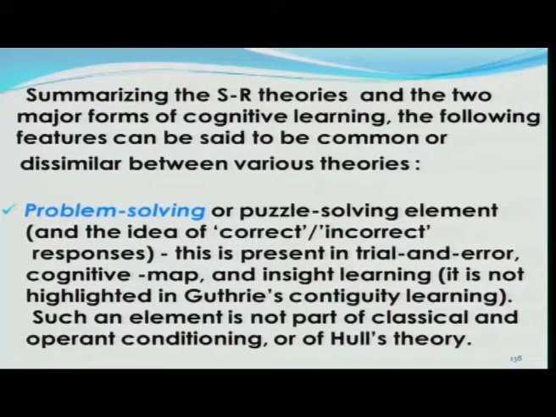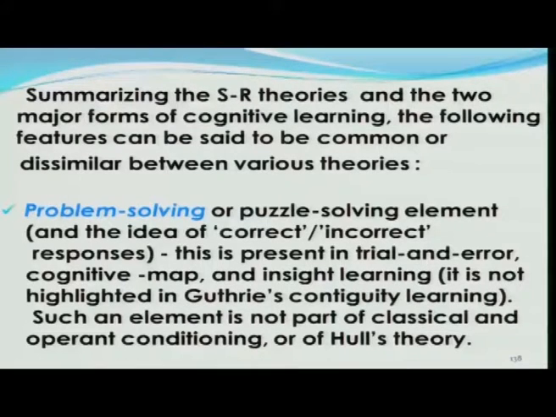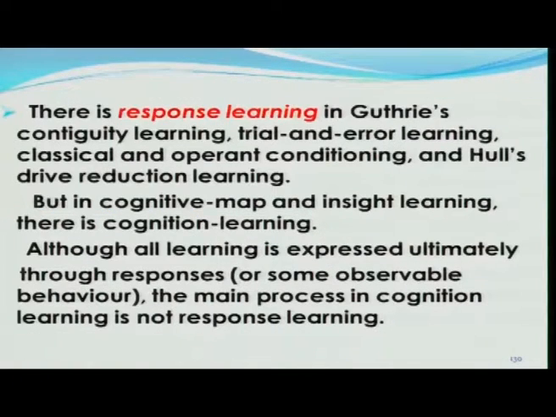Summarizing the stimulus response theories and the two major forms of cognitive learning that we have just described, the following features can be said to be common or dissimilar between various theories. First, problem solving or puzzle solving element. This is actually the idea of whether the situation requires or involves correct and incorrect responses. One can see that this problem solving or puzzle solving element is present in trial and error, cognitive map, and insight learning. It is not highlighted in Guthrie's contiguity learning. Such an element is not part of classical and operant conditioning, or for that matter of Hull's drive reduction theory.